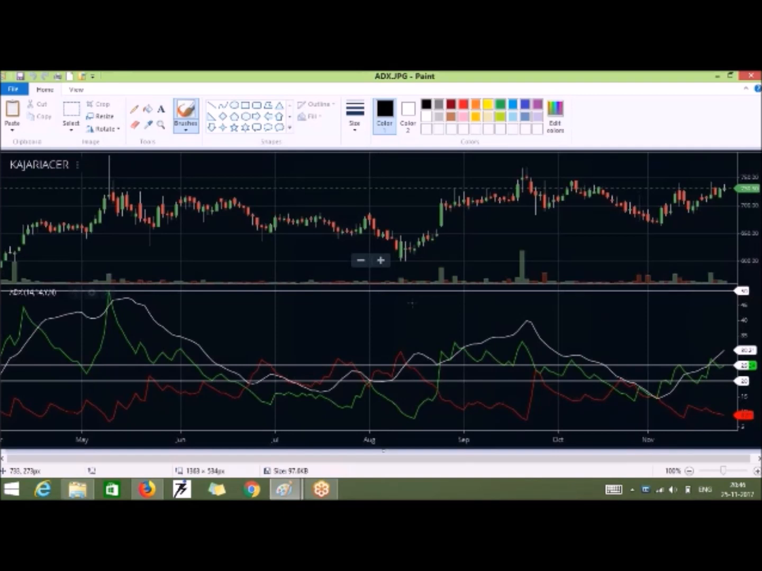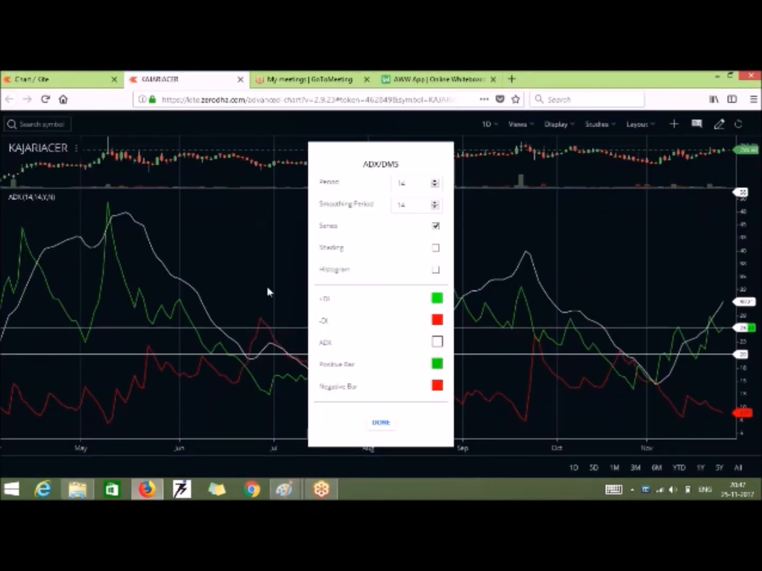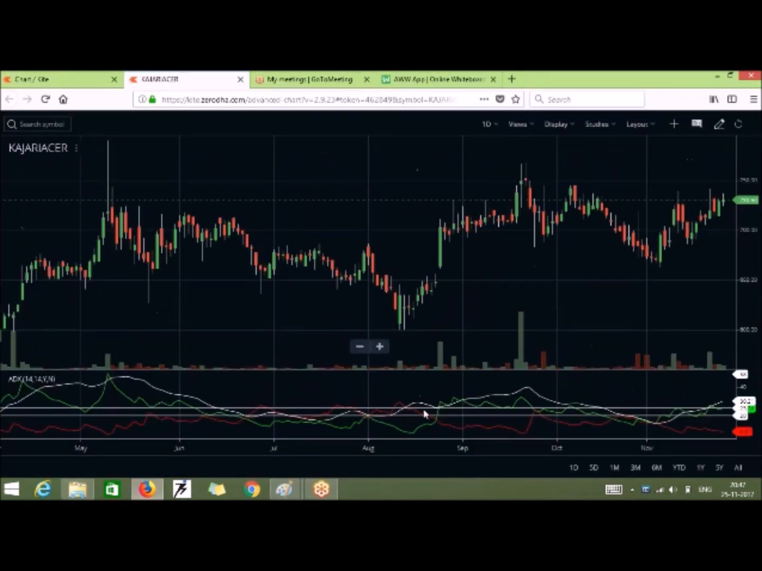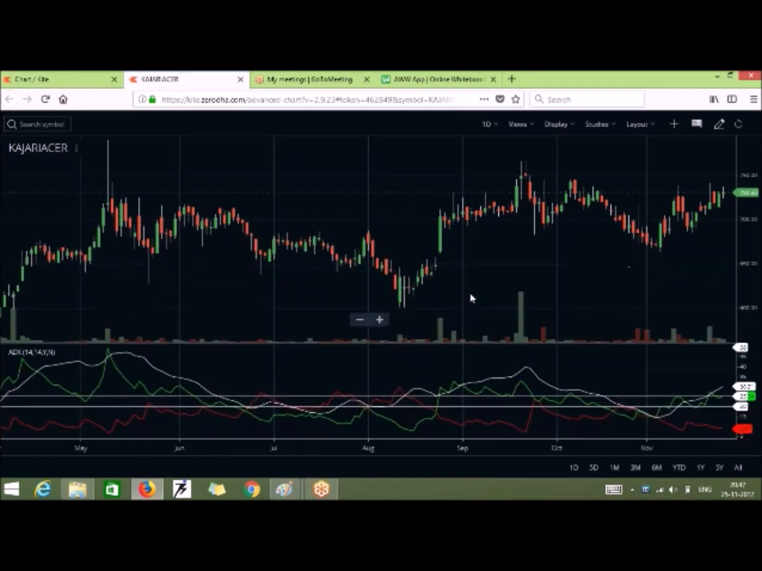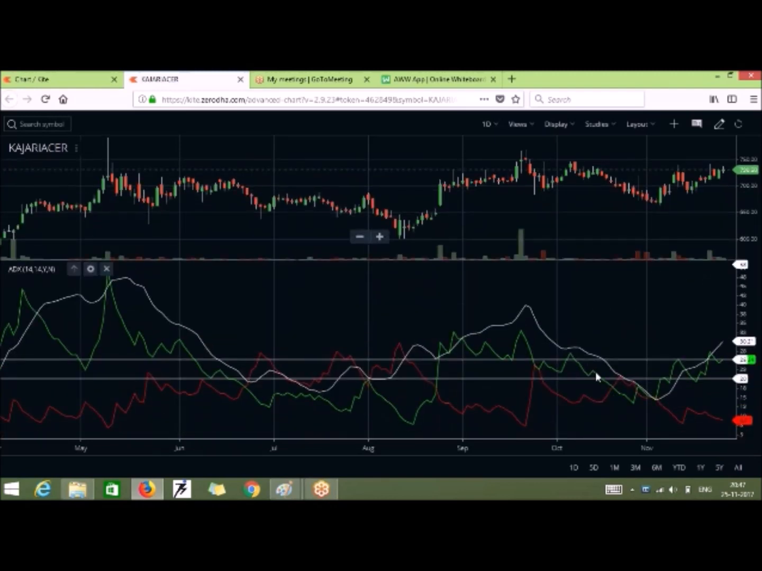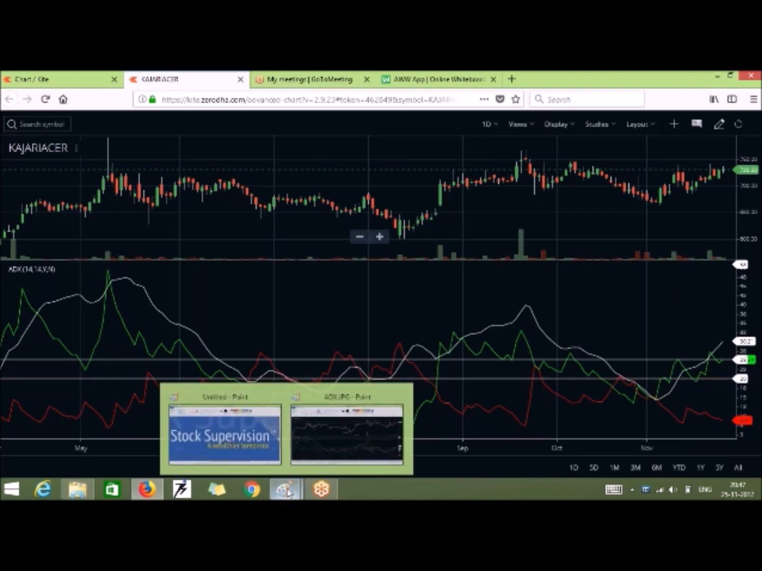What is commonly said is that ADX below 20 is a range bound market. It does not show any trend, and ADX above 25 shows a strong trend, and ADX above 50 is the strongest trend, but it is usually not seen in the market. These three lines are drawn by myself. Here also you can draw these lines. Here 25 and 20 are drawn, and one more line is to be drawn, that is the 50 horizontal line.